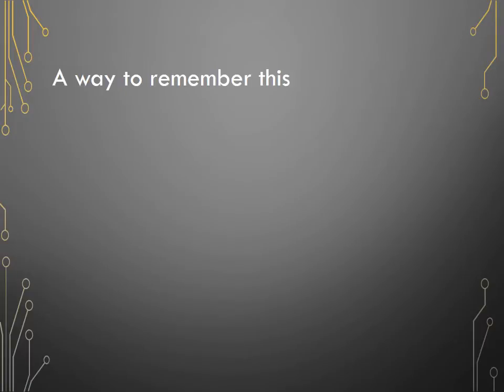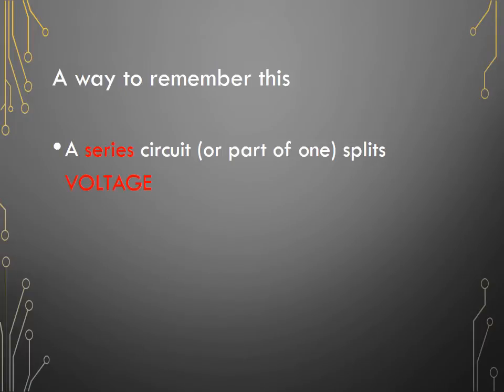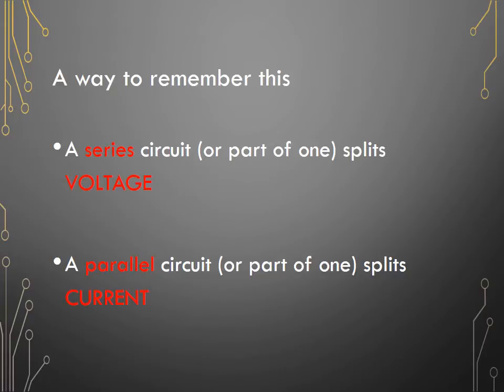So a way to remember this is a series circuit, or a part of a circuit that is in series, splits voltage. Okay? You're going to lose energy one chunk at a time. But the current has to stay the same. A parallel circuit, or a part of a circuit that is parallel, splits current. All right? The voltage drop will be the same, but the current you had coming in has to split, and then when it gets to the end, it has to come back together.